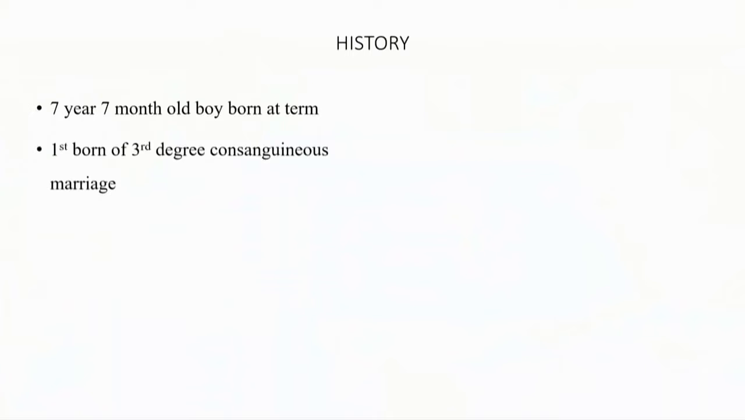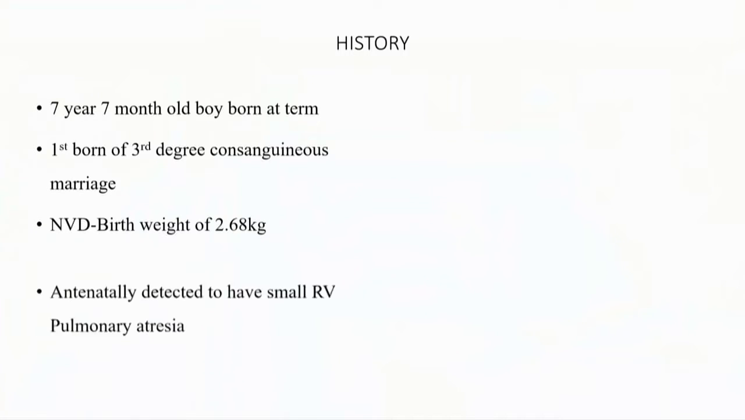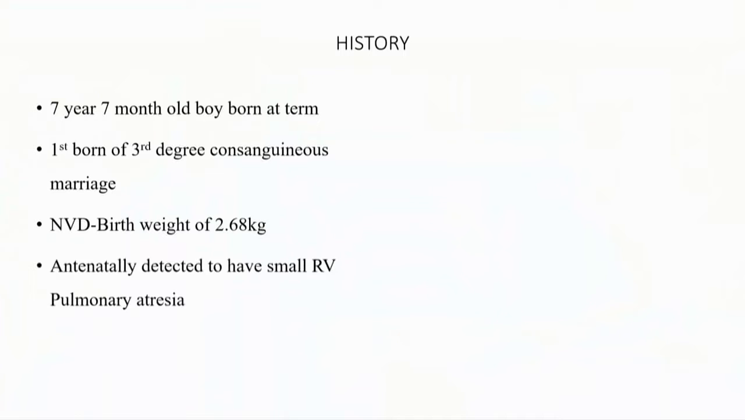a seven-month-old boy. He was born at term, firstborn of a third-degree consanguineous marriage, by normal vaginal delivery with a birth weight of 2.6 kg, and antenatally detected to have small RV with pulmonary atresia. On day of life one, the baby was referred to Triple M Hospital with saturations of 65%.